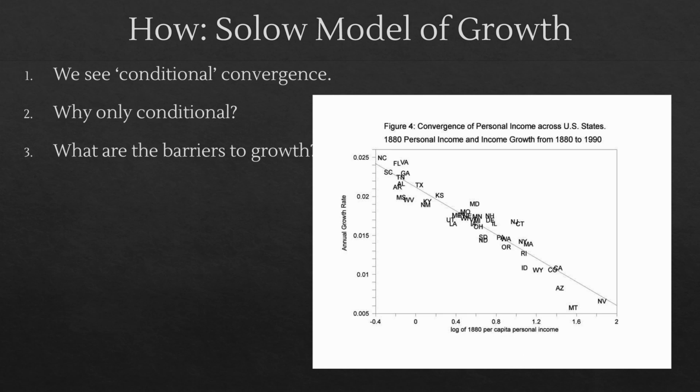But you may have noticed that we've called this conditional convergence and that's why I'm showing you a graph of US states and not just all countries. Because if you plot this for all countries, you don't see anything like this. And so this raises the question as to why is it only conditional convergence? Conditional in the sense that if you look at a certain subset, like US states, you see this, or European Union member states, you see this as well.